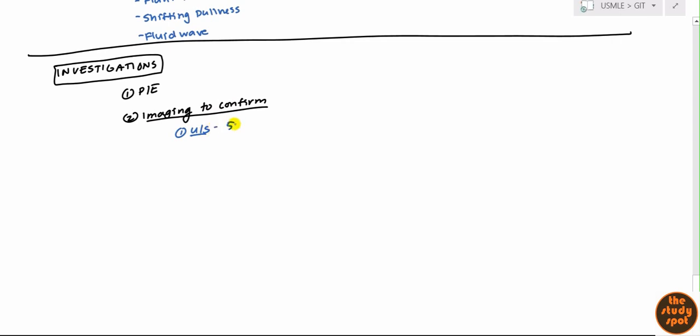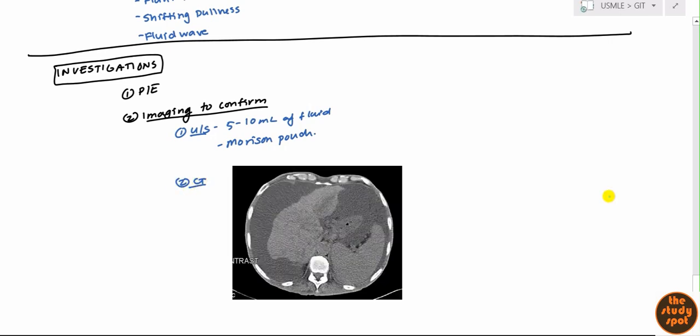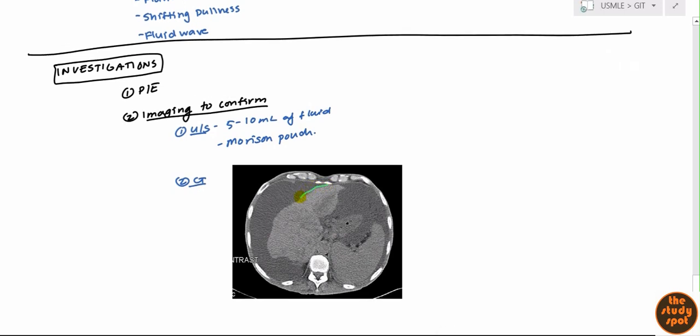An ultrasound can detect anywhere from 5 to 10 milliliters of fluid, and generally this is found in the Morrison pouch, and the Morrison pouch is found posterior to the liver, so behind the liver. On top of that, you can do a CT scan, and this is what you'll see in a CT scan. So what you have in the CT scan, what I'm outlining here, I'm outlining the liver now, and now it's going over the wall here.